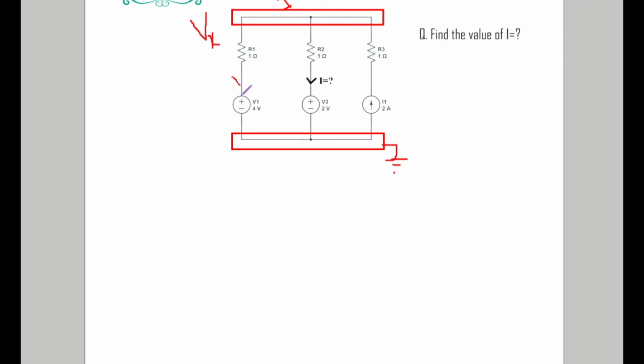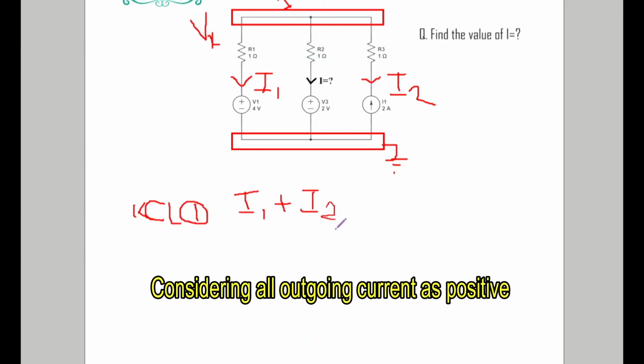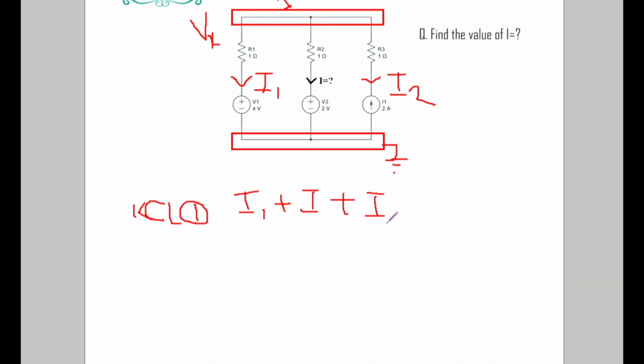That is, let's say I1 current is going out from this branch. We consider I current going out from this branch, which is already given, and we consider I2, let's say, as the current going out from this branch. Applying KCL at node 1, we can say I1 plus I plus I2 will be 0.